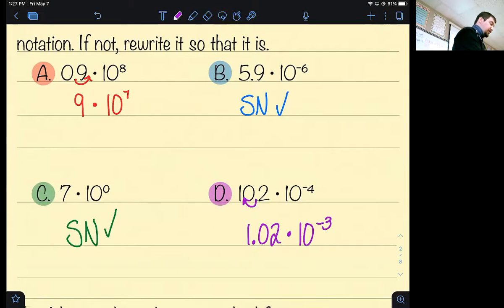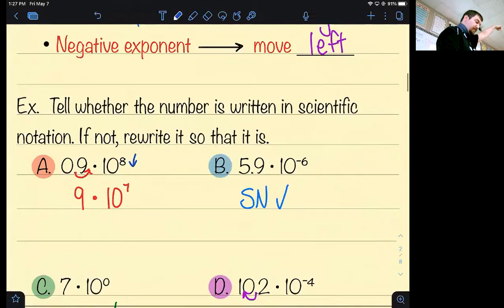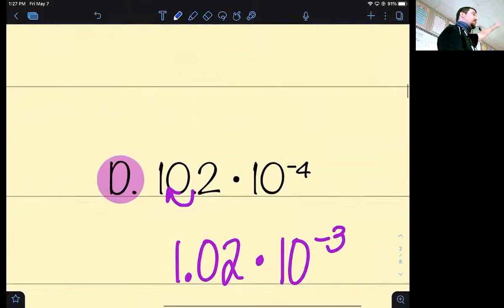So when you increase the decimal, you have to decrease the exponent. They're opposite of each other. When I move the decimal point to the right, I have to decrease the exponent. If I move the decimal to the left, I have to increase the exponent, and -3 is bigger than -4. Check your integers, right?